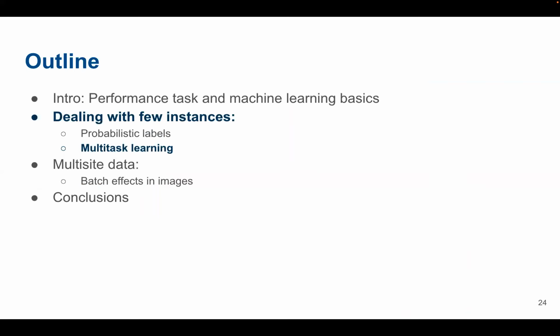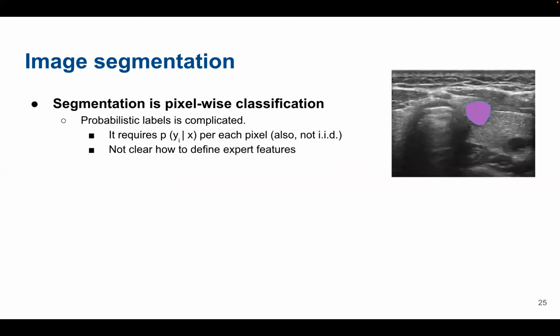Now, this cannot be done in all the cases. There are cases where everything is more difficult to establish. For example, in here, segmentation. Segmentation, you can think about that as pixel-wise classification.